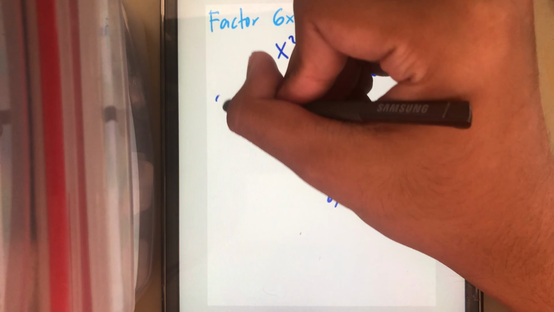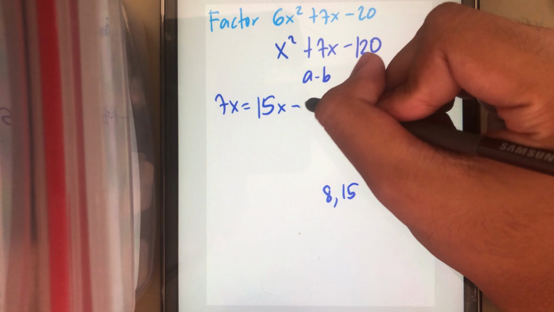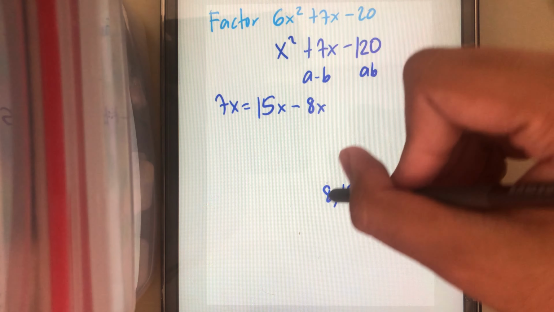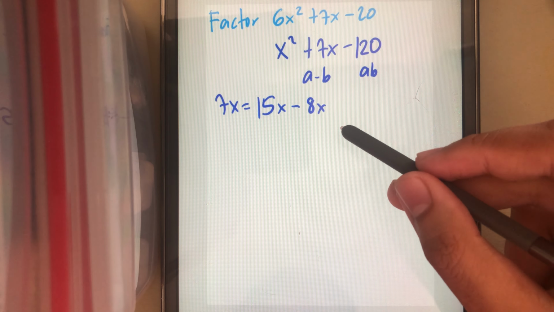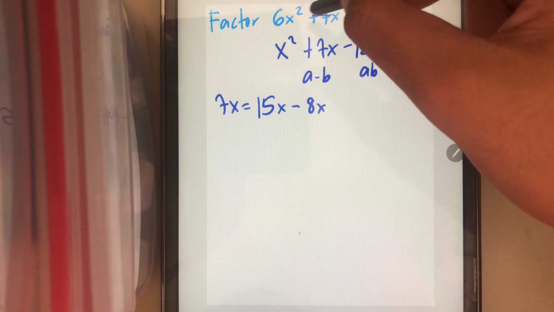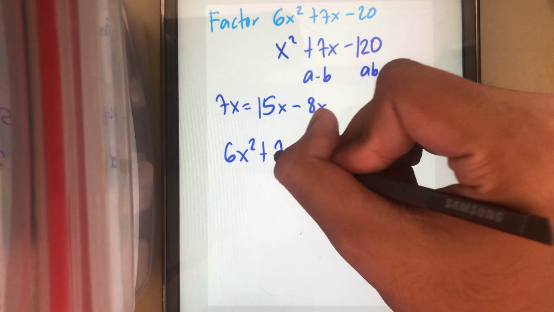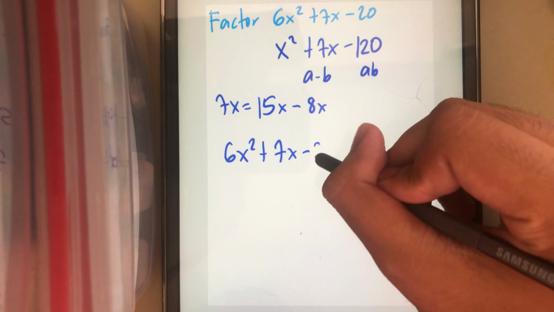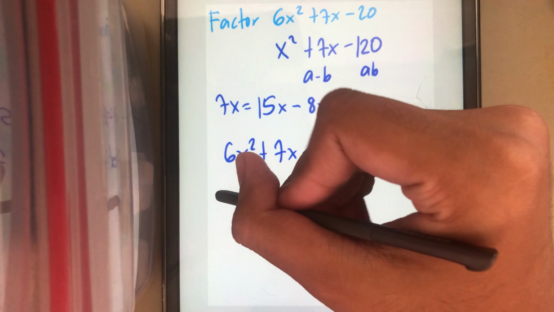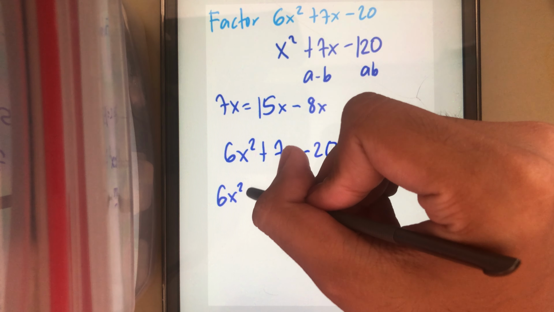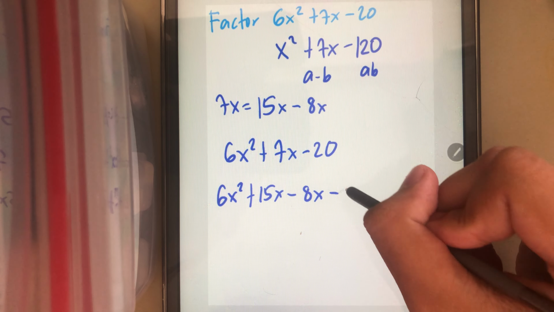7x is equal to 15x minus 8x. So we can use this. We can copy down the given quadratic, 6x squared plus 7x minus 20. And then we replace this 7x with 15x minus 8x, then minus 20.